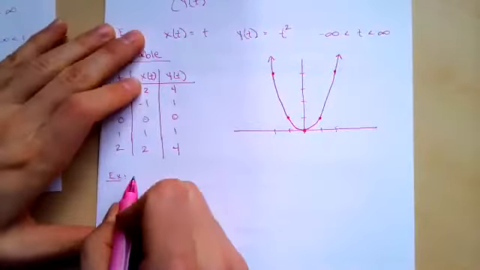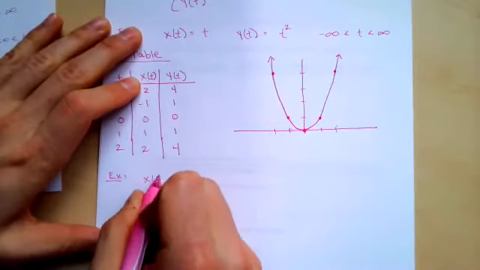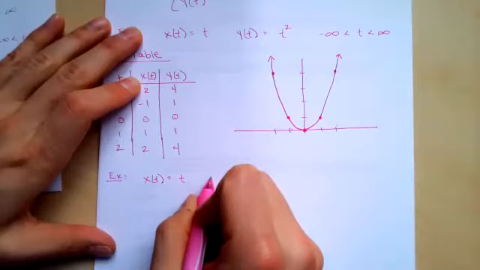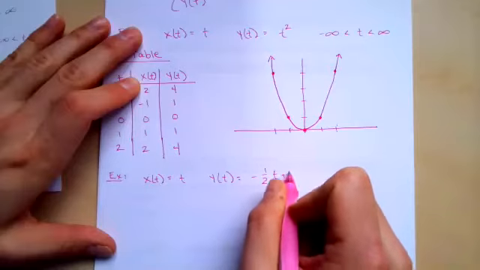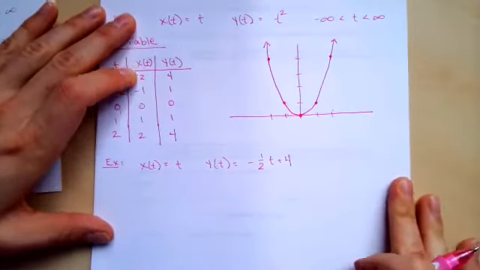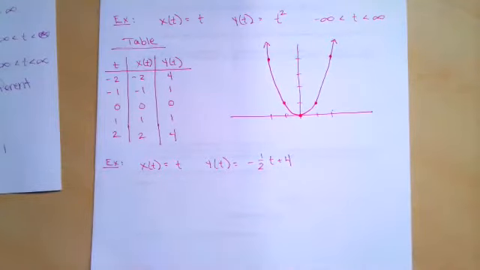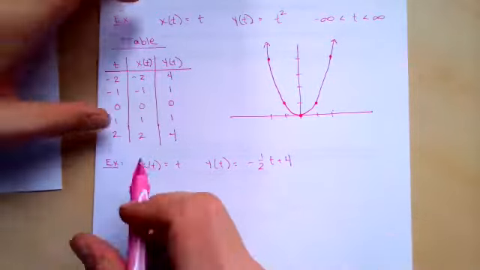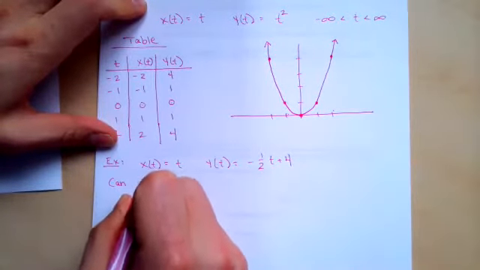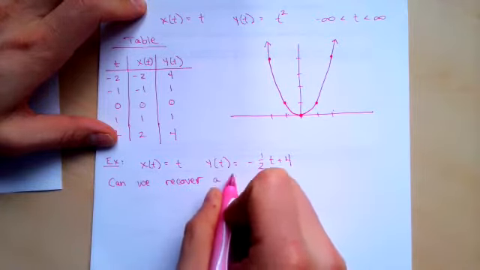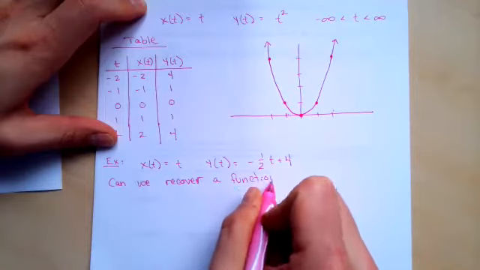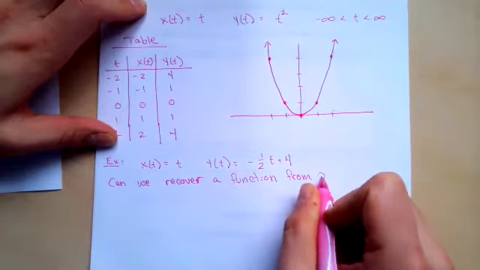So for example, we could do some easy things like lines. x of t is t, and y of t is minus 1/2 t, say plus 4. So we could draw a table again, but another way we could recognize it is just to see, well, is there a substitution I can do? Can I somehow recover a function from a parametric equation?